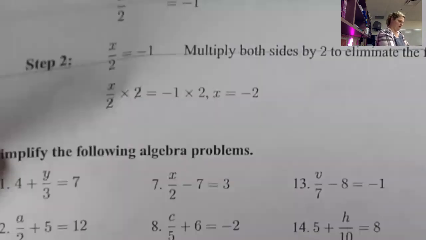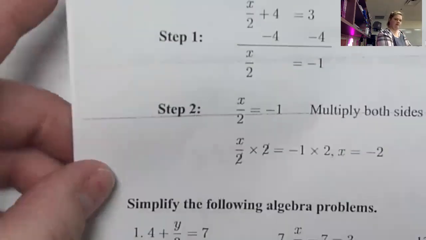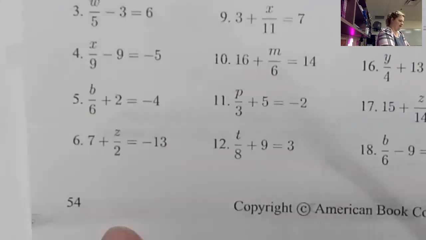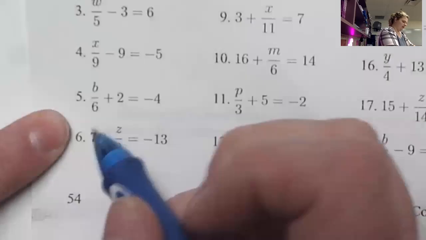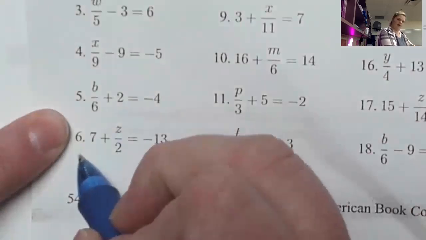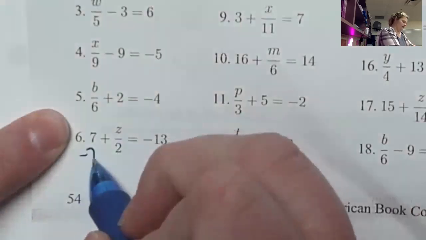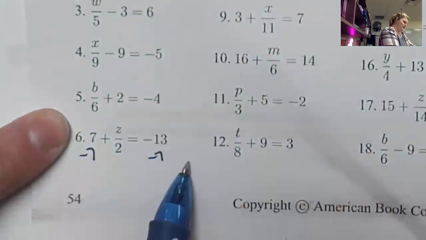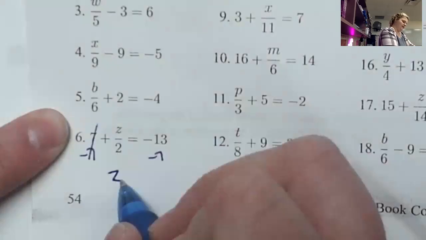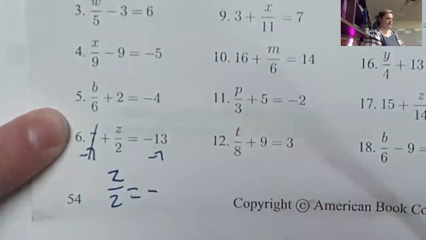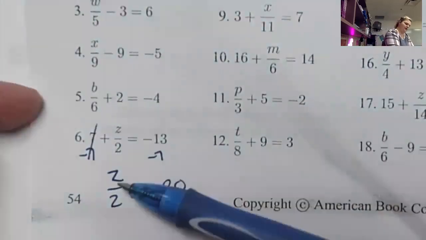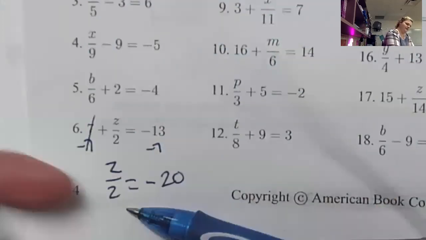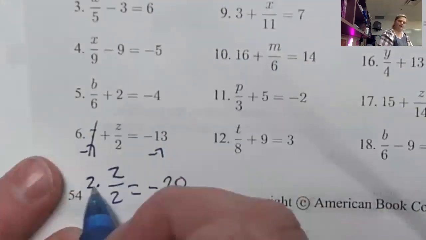Sometimes when we get to fractions, we get a little more nervous. My suggestion is always cover up the letter and get that alone. So how do I get rid of that positive 7? I need to subtract 7. Again, whatever you do to one side, you have to do to the other. So I have z over 2 equals negative 20. Okay, so now you got to say, how do I undo that dividing by 2? Well, I need to multiply by 2. So z is negative 40.